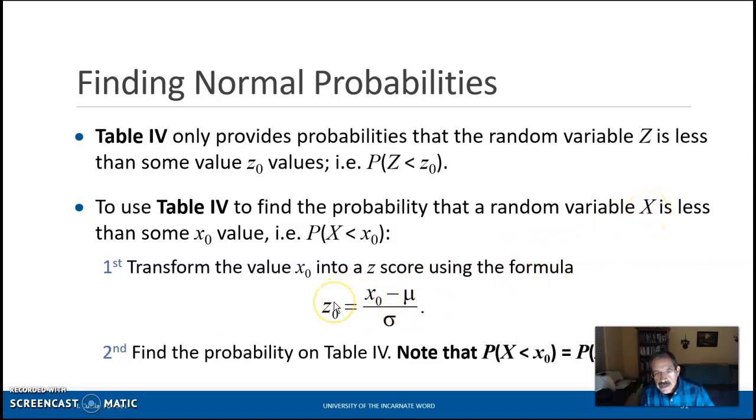Once we have found the z-score, we go to table 4 and find the probability to the left of z sub 0. And notice that because this z-score comes from the x sub 0 value, these two probabilities are exactly the same. So even though you are getting a probability from a standard normal distribution, because you're using the z value that you calculated from the x random variable, those two probabilities are the same.